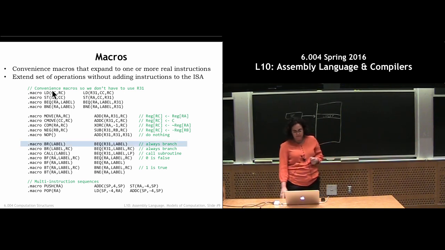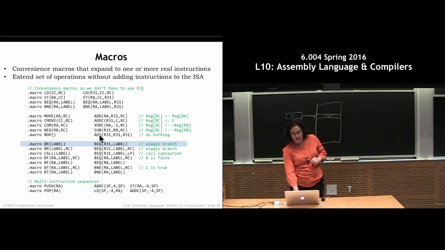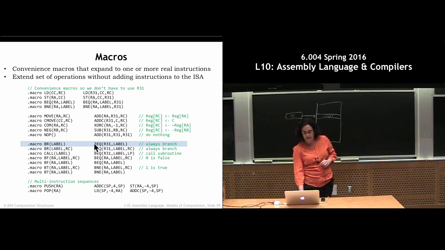Similarly, I might not want to always do conditional branches. If I want to do an unconditional branch, the way to do that in the beta is to say branch on equal R31 to some label. R31 is always equal to 0, which means that this is going to unconditionally branch to this label. So it's easier for me to think of an unconditional branch in this form. I can write just branch to label, and then that gets translated into this, which is an actually existing operation in our beta.